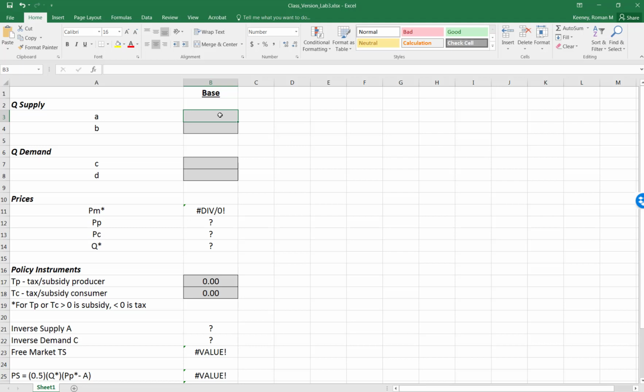So we have some values for A and B. I think the starting values that we are going to check our results against will be 0 for A, 1 for B, and then for C I have 100, and then for D -1. Okay, so we got upward sloping supply with a slope of +1, and downward sloping demand with a slope of -1.